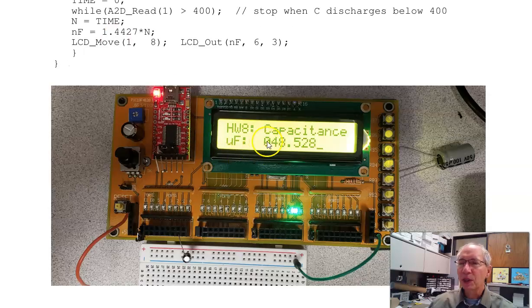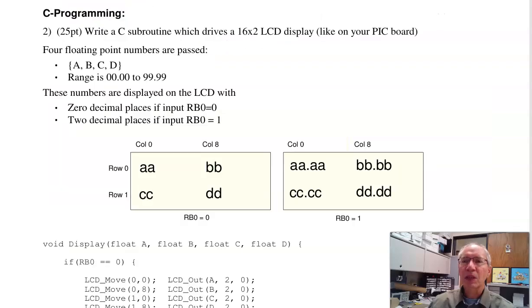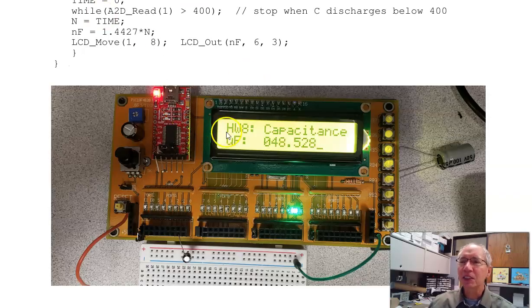Problem number 2. On our PIC board, we have an LCD display connected to port D. To drive it, there's a bunch of LCD routines. And again, if you use ChatGPT, not that anyone ever would, but if you did, you'd get the wrong answer, because ChatGPT does not know how this LCD is connected to your PIC processor.